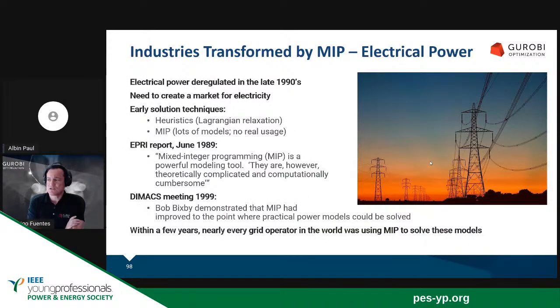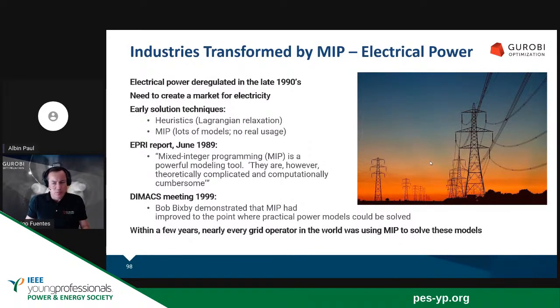To give you some history of electric power: electric power was deregulated here in the US, and in some places in the world, in the late 90s. And there was a need to create a market for electricity. The challenge was to create a pricing mechanism that was fair. At that point we had to use a Lagrangian relaxation, which didn't allow for some types of constraints, but we could separate the problem, maximize the dual, and then improve the subproblems of each of the units separately. That was until we came up with a MIP fast enough to solve the problem.